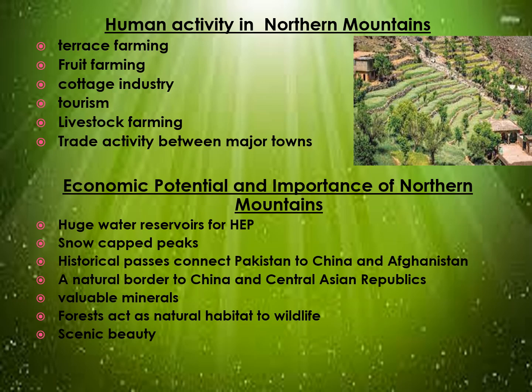Now, if we talk about human activity in the northern areas, crops such as wheat, maize, potato, peas, barley, and millet are cultivated through terrace farming. And fruit farming such as apricots, peaches, plum, cherry, apple, and dry fruits are also grown there. And where there is availability of water, limited agriculture and a settled lifestyle is also practiced.